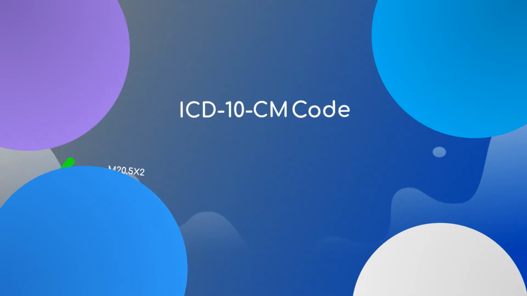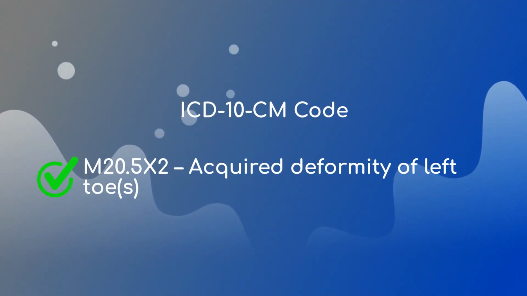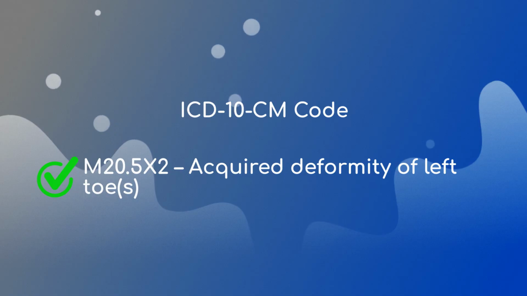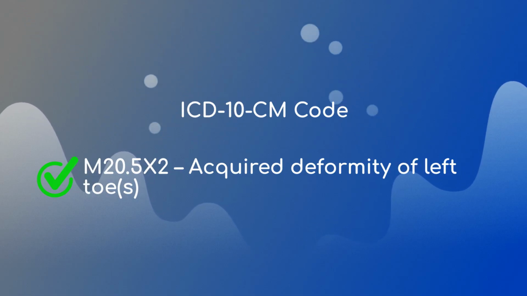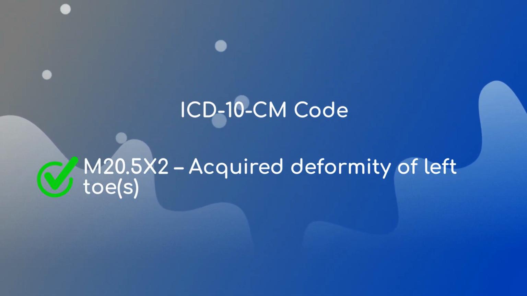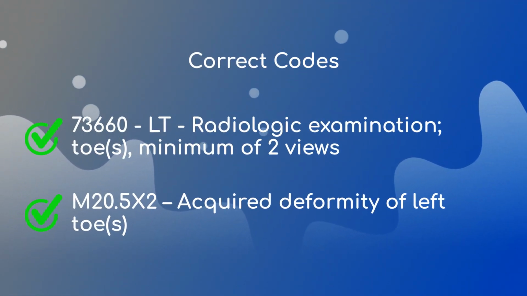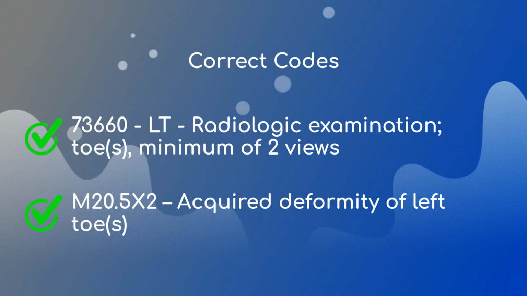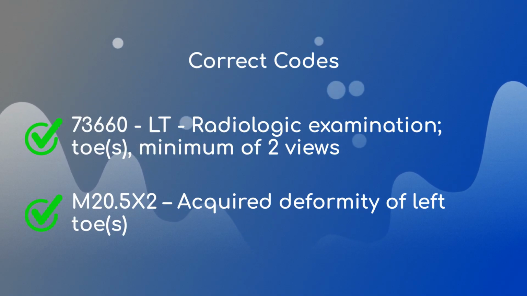The most appropriate ICD-10-CM code is M20.5X2, acquired deformity of left toes. This code is selected based on imaging documentation of a healed deformity of the distal phalanx of the third toe. This is the residual condition being evaluated. Correct codes for this report include 73660, radiologic examination, toes, minimum of 2 views, and M20.5X2, acquired deformity of left toes.